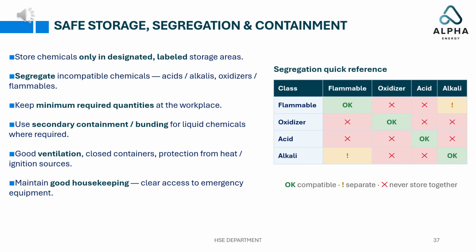Chemicals should be stored in well-ventilated areas. Containers should always be kept closed when not in use, and flammable materials must be kept away from anything that could ignite them. Sixth, maintain good housekeeping. Keep access to emergency equipment clear at all times. If there's an emergency, you need to be able to reach eye wash stations, safety showers, fire extinguishers, and spill kits quickly. And finally, use the segregation quick reference guide. OK means compatible. They can be stored together.